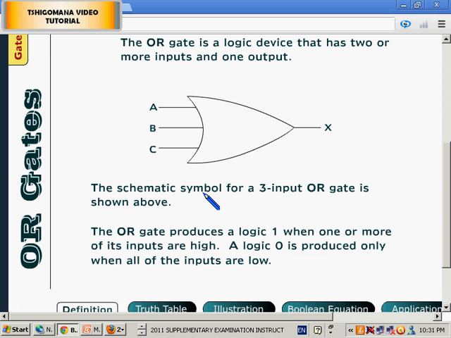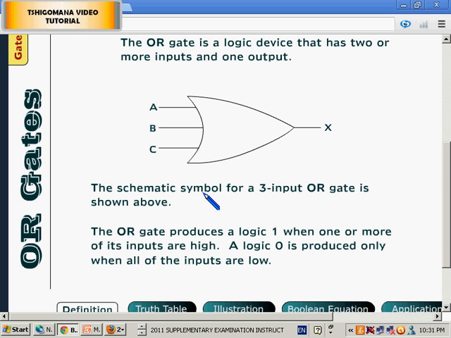The OR gate produces a logic 1. I want you to understand this. The OR gate produces a logic 1 when one or more of its inputs are high. A logic 0 is produced only when all of the inputs are low. Let me repeat this for the sake of effect, so that you understand how the OR gates work. The OR gate produces a logic 1 when one or more of its inputs are high. A logic 0 is produced only when all of the inputs are low.